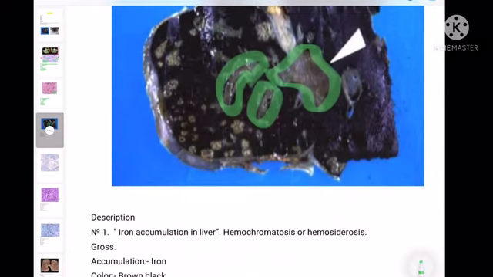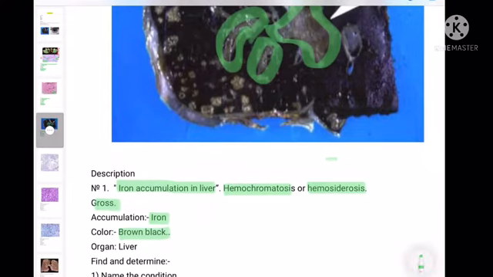This is the iron accumulation in the liver. The disease is hemochromatosis. It's a gross image, so no staining. Iron accumulation appears brown-black on gross examination. The organ is the liver. Name the condition: hemochromatosis.